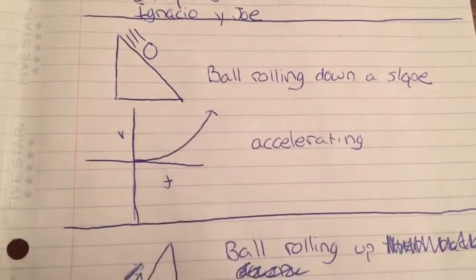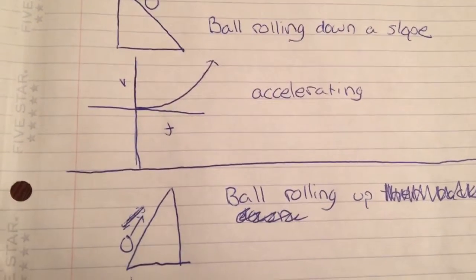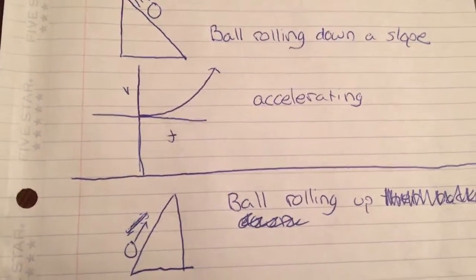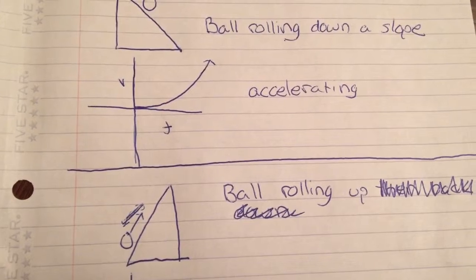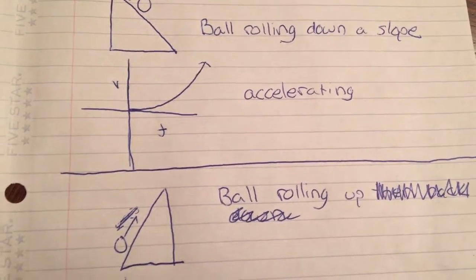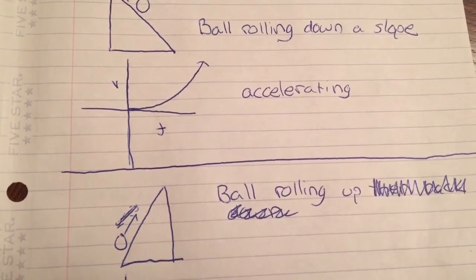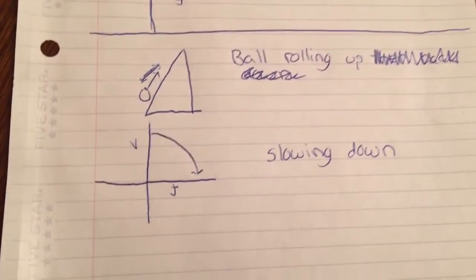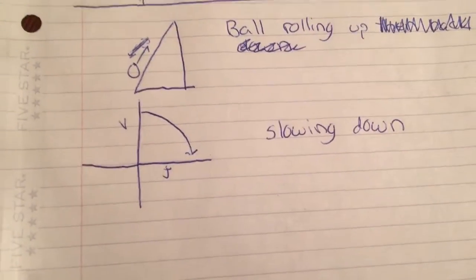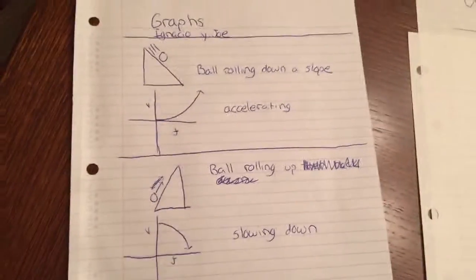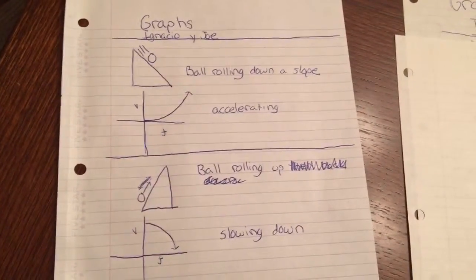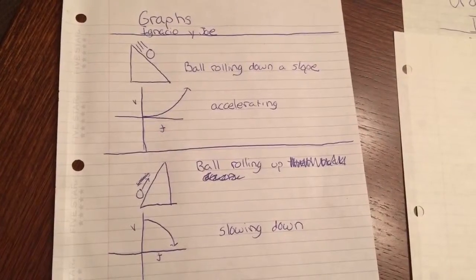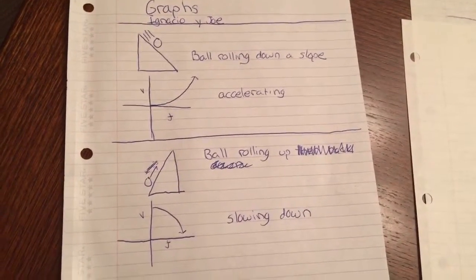When we look at a ball rolling up a slope, it'll start out with a strong push, but then it'll start to slow down as it goes up, resulting in a concave down velocity versus time graph. So just pen out real quick, see the difference between rolling down versus rolling up.